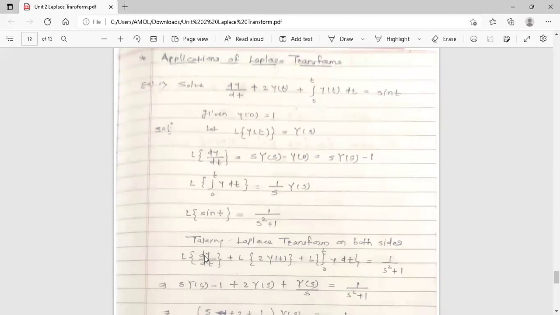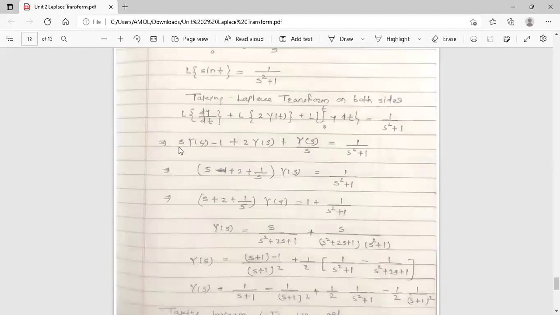Now Laplace transform of dy/dt is s Y(s) minus 1, plus Laplace transform of 2y(t), where 2 is a constant. Laplace transform of y(t) is Y(s), so you write 2Y(s), plus Laplace transform of integration over 0 to t of y(t) dt, which is Y(s)/s, is equal to 1/(s squared plus 1).